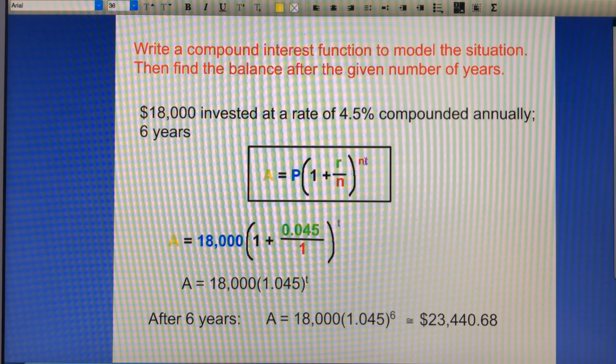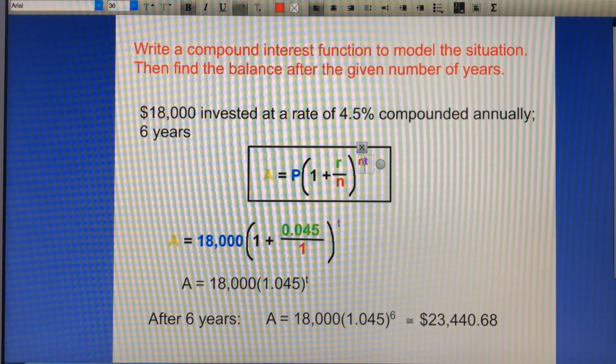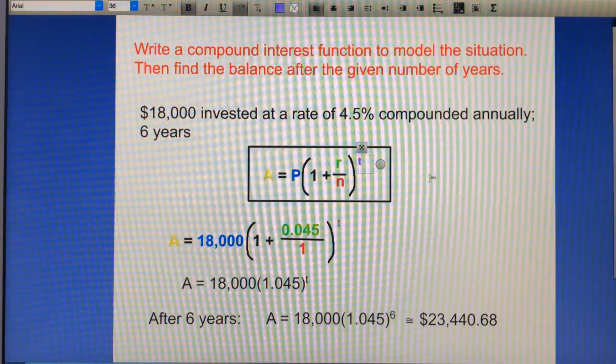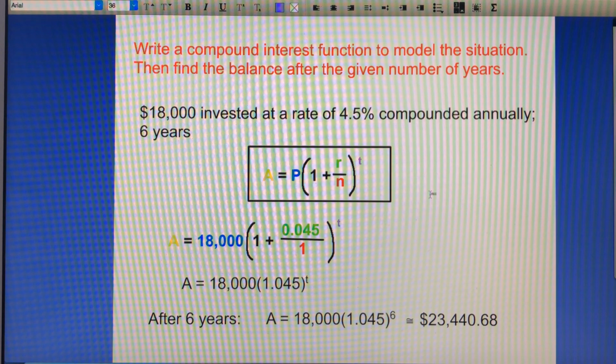I'm sorry, why is this little n in here? Sorry. Just have to clean up my work. Sorry about that.